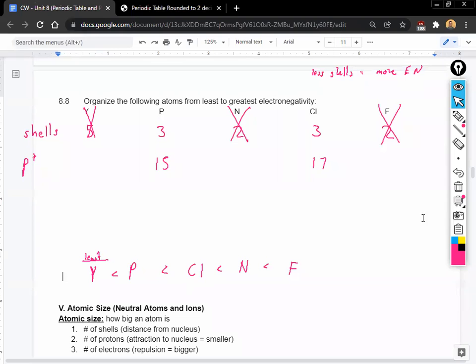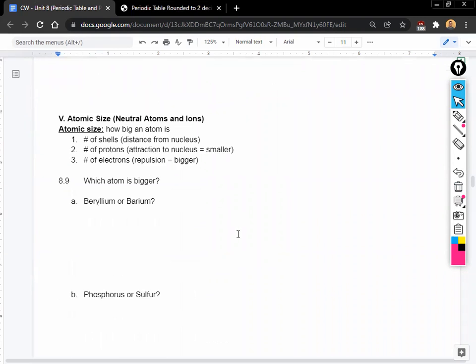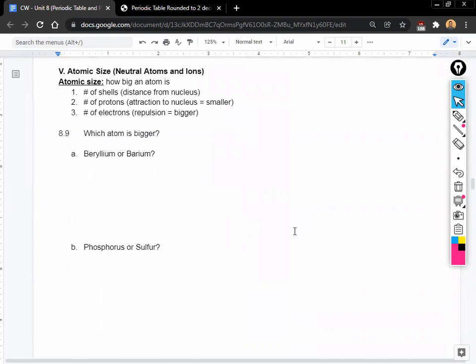Alrighty, guys. So let's go on to the next topic. The next topic is going to be atomic size. And we're going to be looking at both neutral atoms and ions. So these are the 3 things that you need to keep in mind when you are determining the atomic size, which is how big an atom is. Number 1, the most important thing, is the number of shells, because that's going to tell you the distance from the nucleus. The second most important thing is the number of protons that atom has.